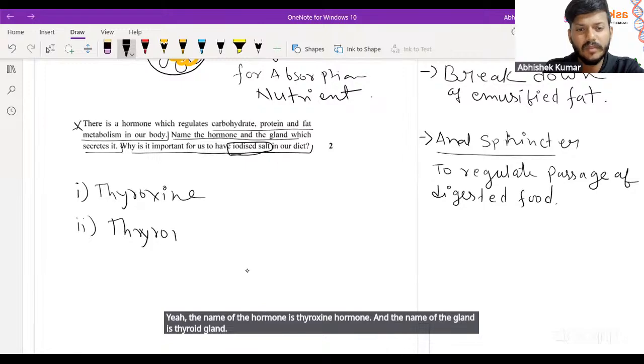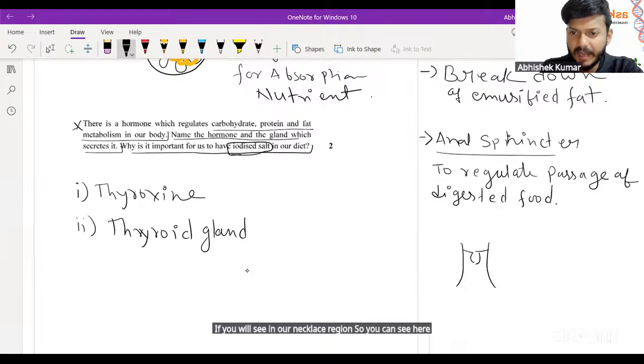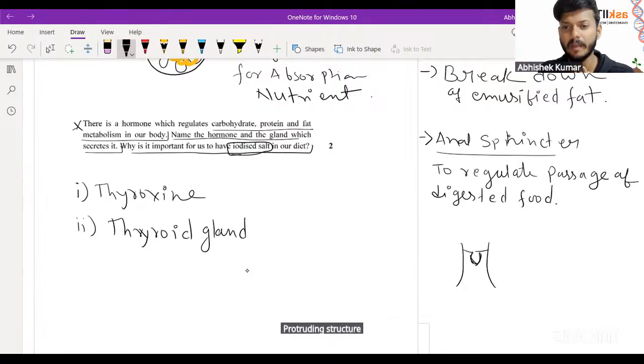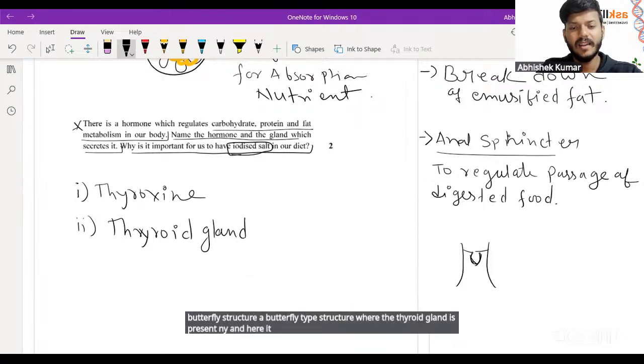What is the location of the thyroid gland? If you look at our neck region, you can see the Adam's apple, right? A protruding structure called Adam's apple in your neck. Here you can see a butterfly-type structure where the thyroid gland is present. And here it is written, why is iodine important? So what will be the answer?